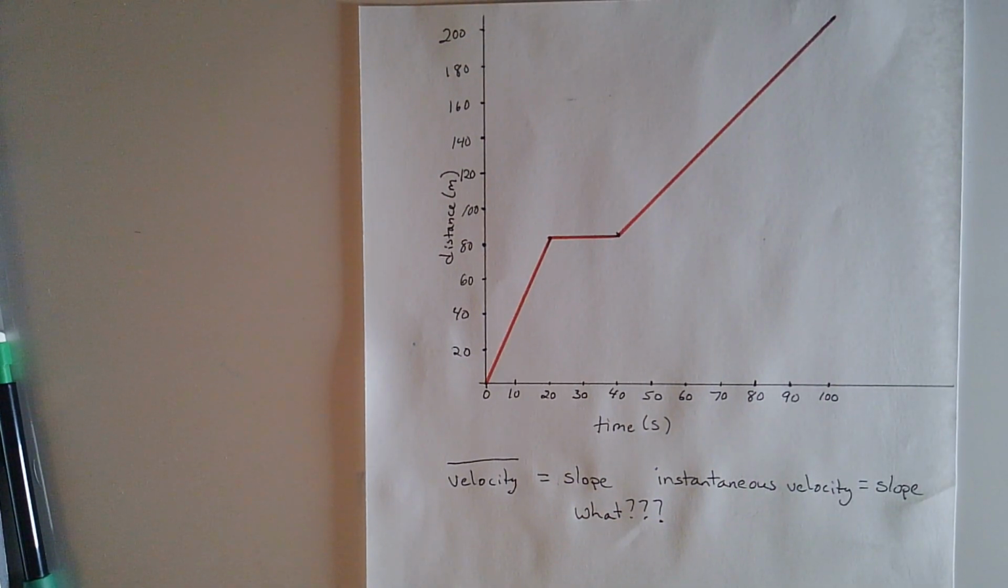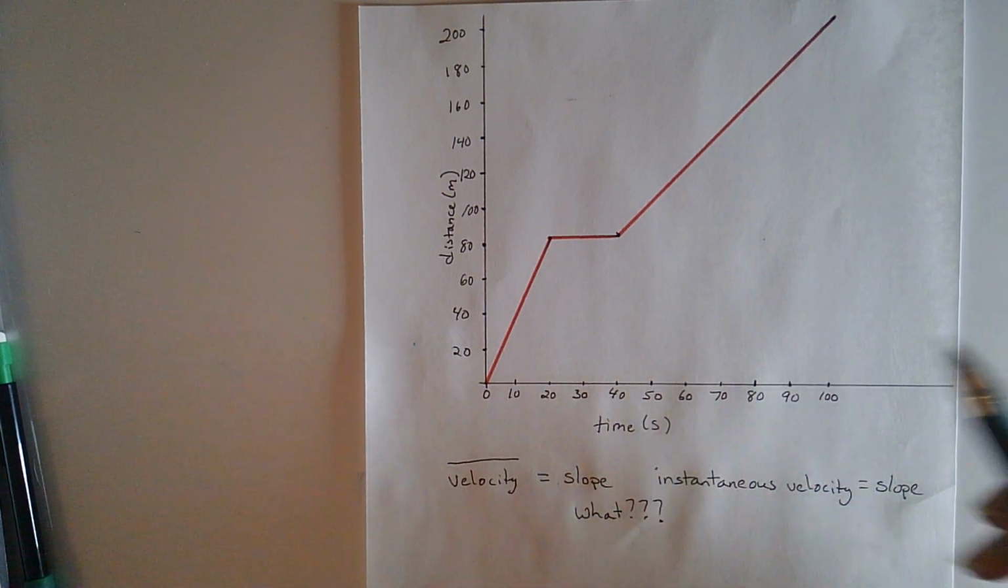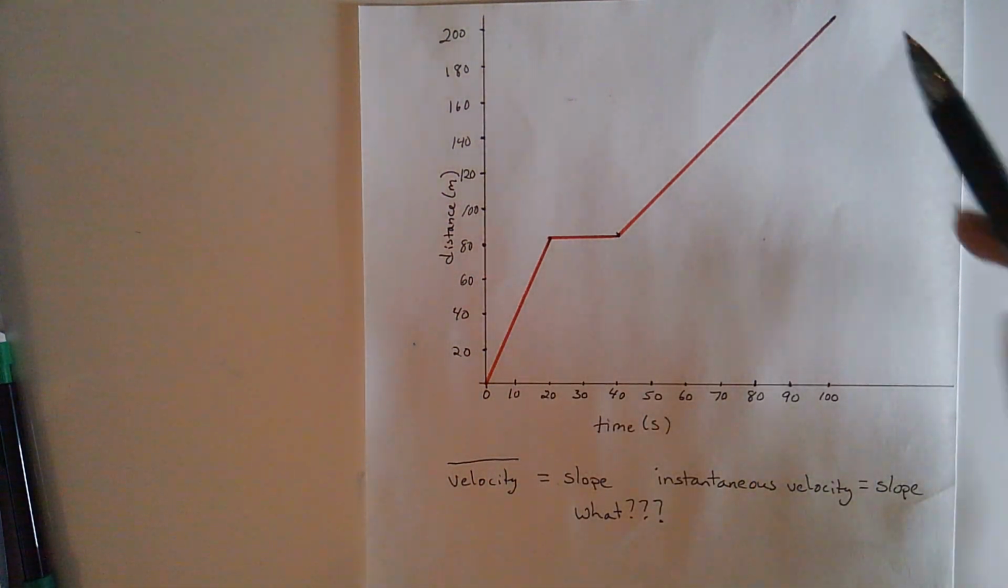Hey guys. Okay, we're going to do just a brief introductory thing here on average velocity versus instantaneous velocity. And I do mean very brief. Okay, so average velocity, we said in the last video, was equal to the slope. And now I'm telling you instantaneous velocity is equal to the slope. Huh? What? Okay, I think we can all agree that we have a whole lot going on in this graph. It's not just one nice smooth line.